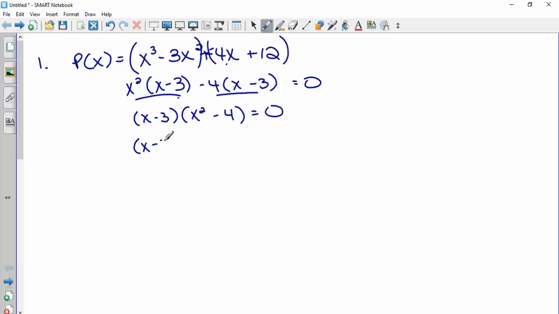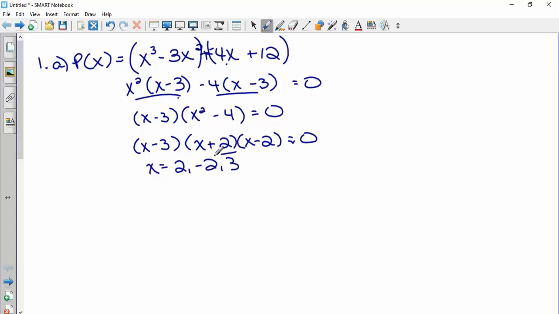You could go one more step. X squared minus 4 would break into (x - 2)(x + 2). Okay. So then for part A, you set each of those equal to 0, and what do you get? Does that make sense to everybody?